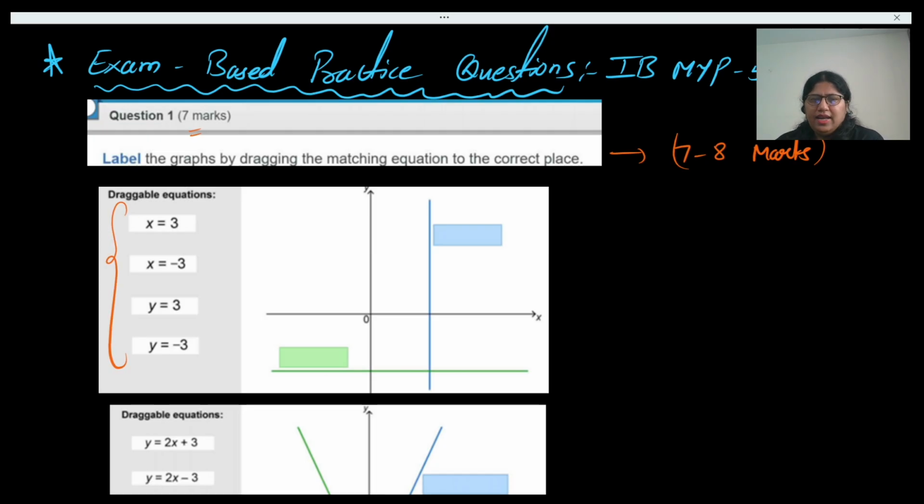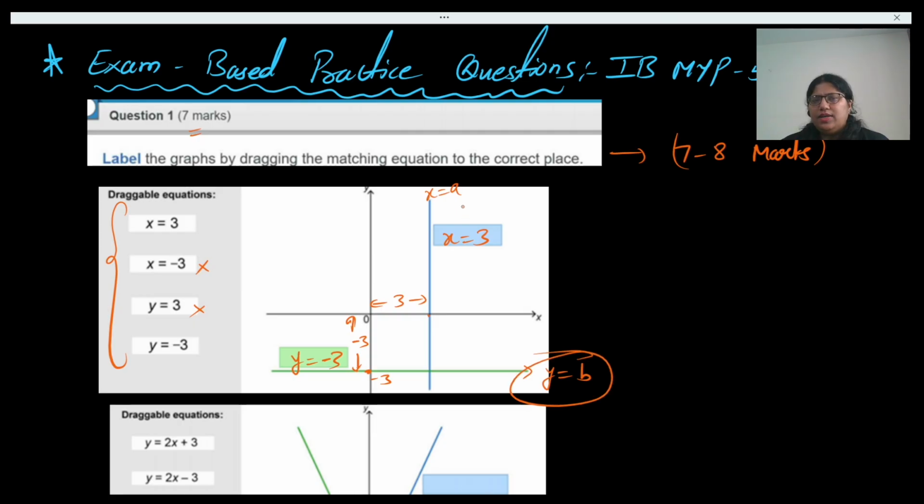Here you know that anything which is parallel to the x-axis will be in the form y equals b. Anything which is parallel to the y-axis will be in the form x equals something. Because it is in the positive direction, it cannot be minus 3, so this has to be positive 3. So this vertical line is x equals 3. Similarly, here, going in the negative direction, this has to be negative, so we cannot have y equals 3. This part is minus 3, so this will be y equals minus 3.